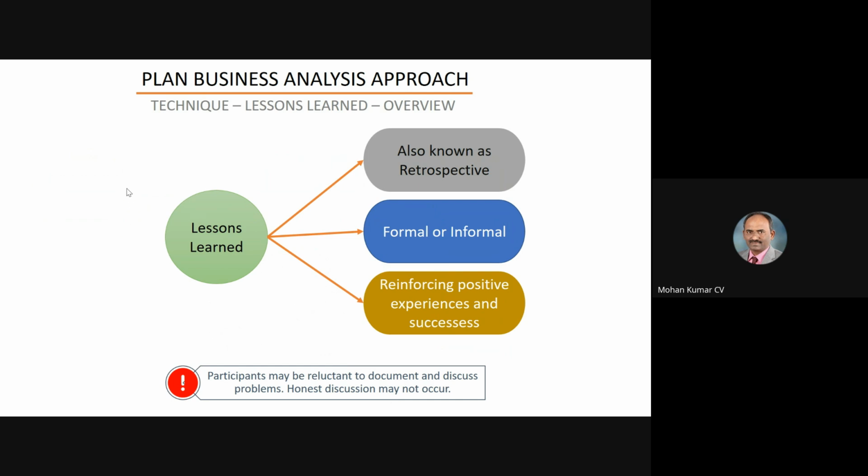Right. So now lessons learned is also known as retrospective. So what is meant by retrospective? Have you heard this word? If you have the agile methodology, you would have heard this retrospective.